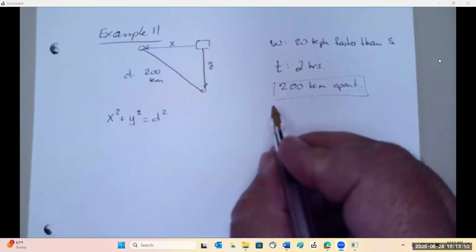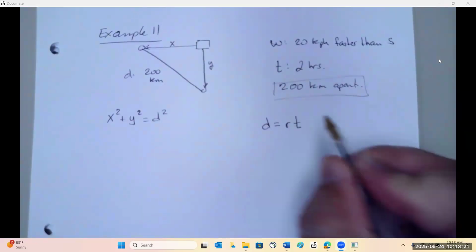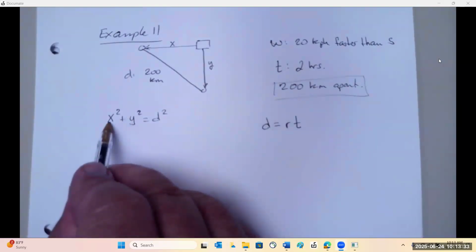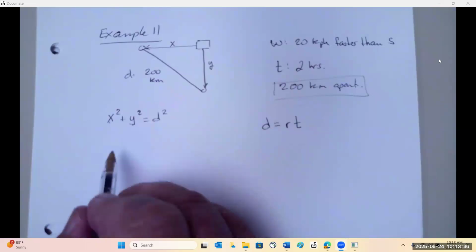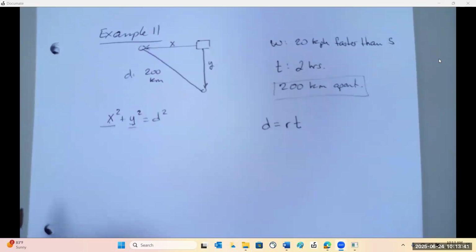So we're looking at distance. What's the formula for distance? Rate times time. How fast you're traveling for how long? So we have 2 trains, the one going westbound and the one going south. What do we know about this one? How do we put that?